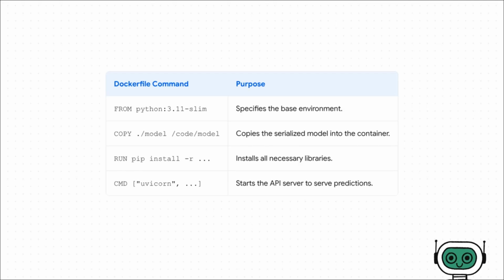And this restaurant in a box is defined by a simple set of instructions in a file, usually called a Dockerfile. A command like FROM is like saying, start with a clean, empty kitchen. COPY brings our serialized model, our recipe, into the kitchen. RUN installs all the tools and libraries we need, and finally CMD is the instruction to flip the open sign and start the API server.